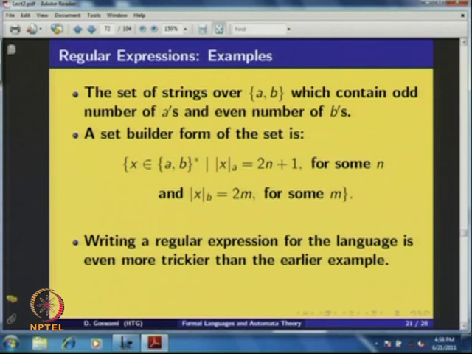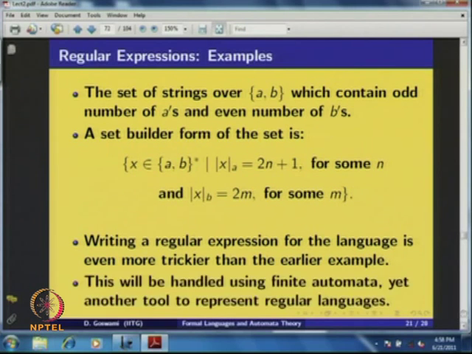Writing a regular expression for these languages is trickier than the previous example, and we can use some other tool, like say finite automata, to construct or accept these kinds of languages. This finite automata is yet another tool to represent regular languages.